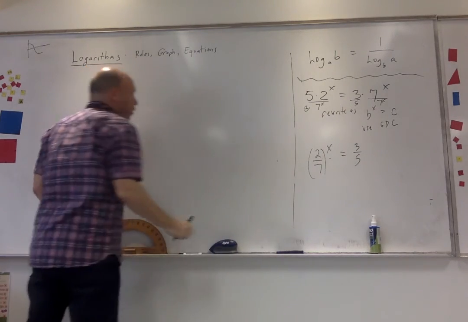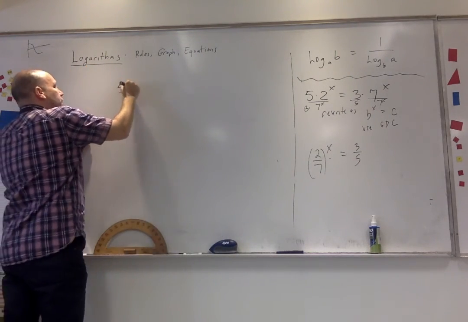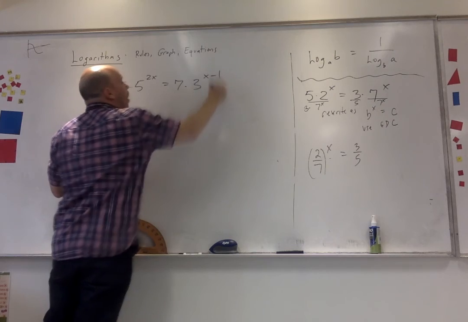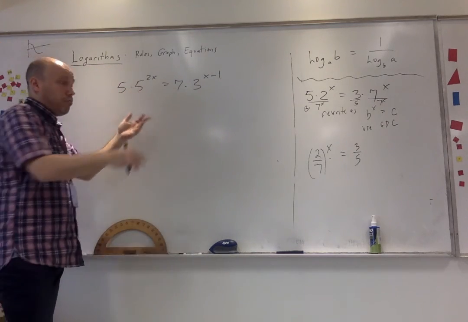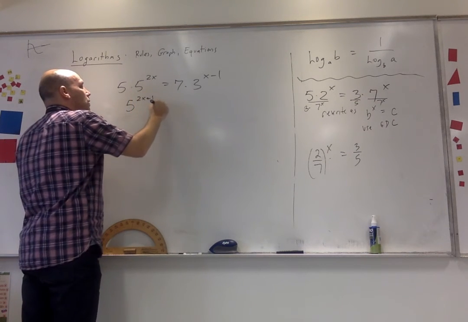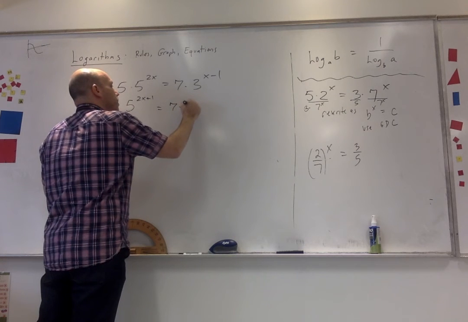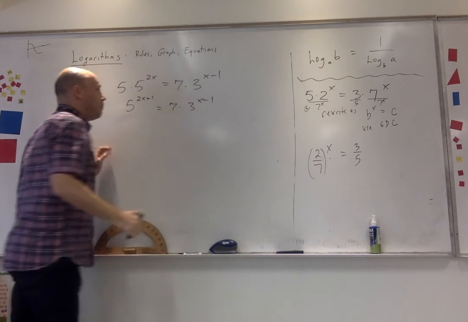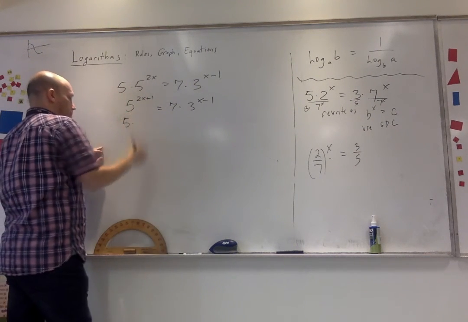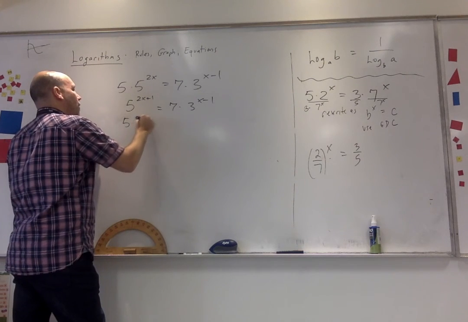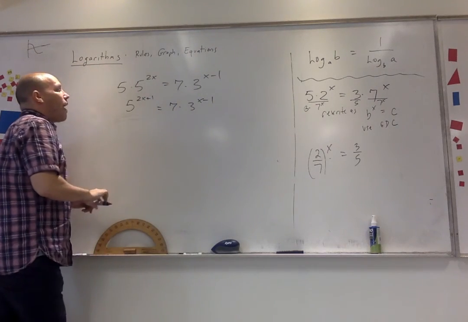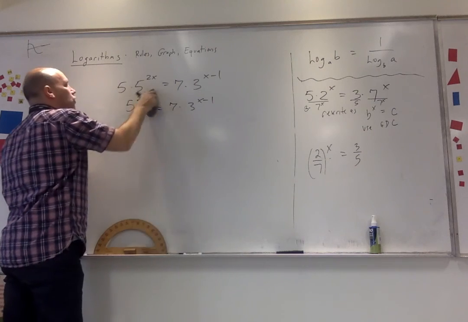One last one. You literally could just make these up, like 5 times 5 to the 2x equals 7 times 3 to the x minus 1. How do you deal with this? Well, I'm going to rewrite this as 5 times 25 to the x. What other manipulation can I do? Actually, no, sorry. What do you think? Actually, I shouldn't have done this. Let's just leave it like this.